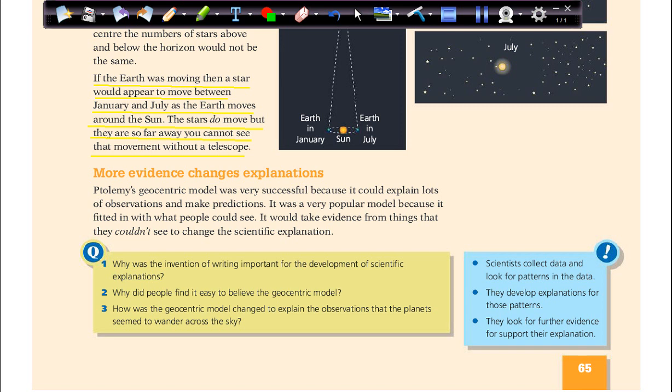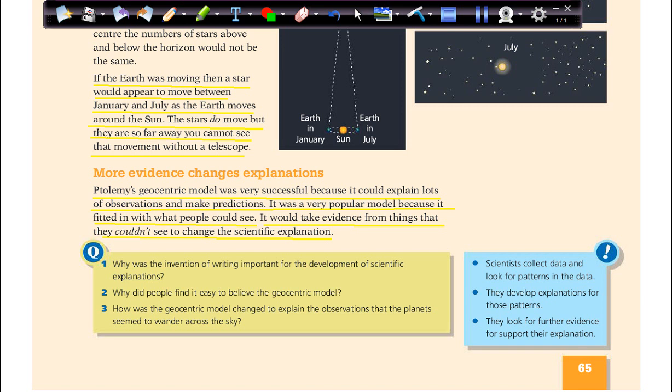More evidence changes explanations. Ptolemy's geocentric model was very successful because it could explain lots of observations and make predictions. It was a very popular model because it fitted in with what people could see. It would take evidence from things that they couldn't see to change the scientific explanations. So their explanations at that time were supported by their evidence, because they fitted in with what people thought, or what people saw in the sky. So the model was successful for hundreds of years.